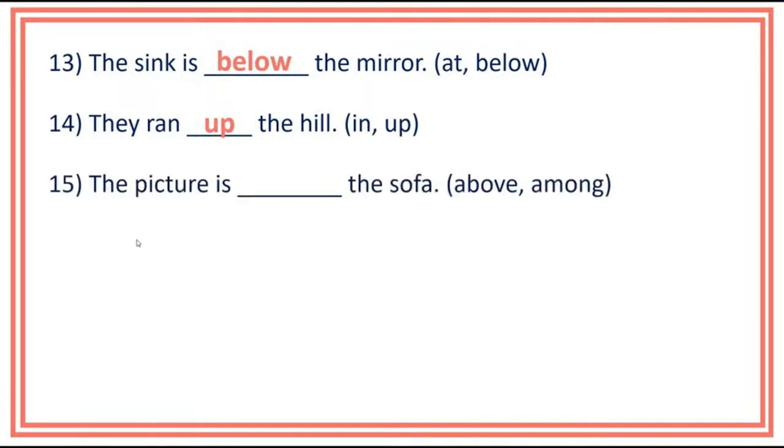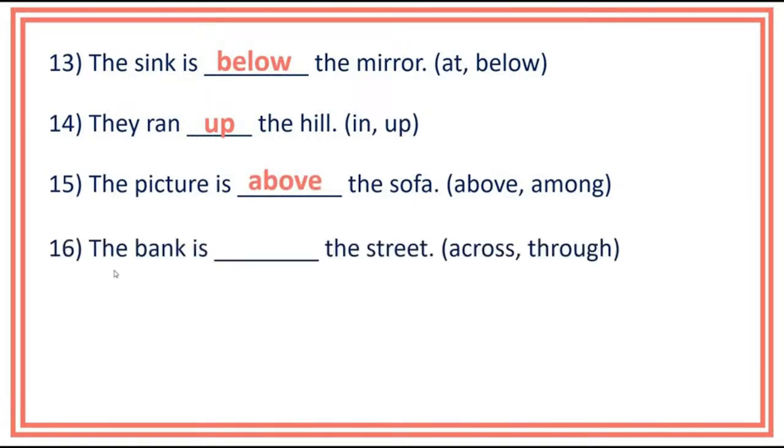Number 15. The picture is blank the sofa. Prepositions inside the bracket are above and among. Answer. The picture is above the sofa.